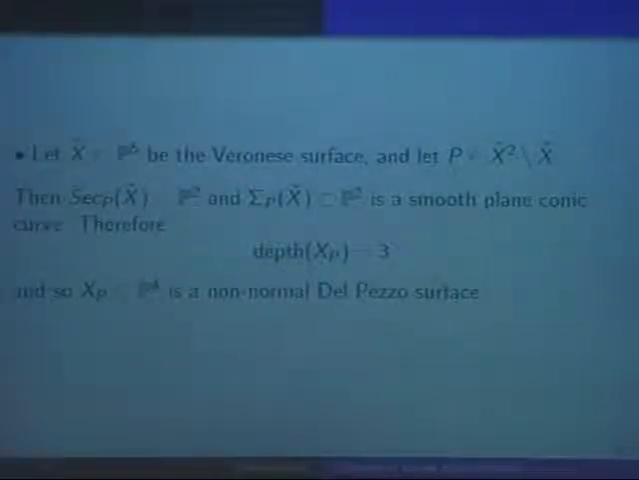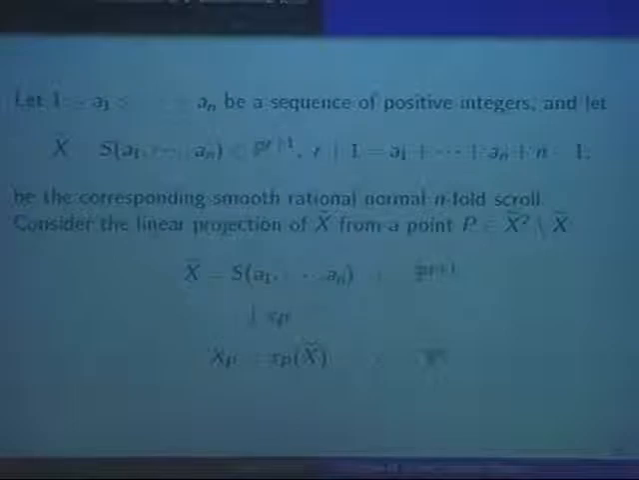Now, as an example, we consider the Veronese surface case. We choose a point P in the secant variety of the Veronese surface. A well-known fact is that the second cone at P is just a plane, because the Veronese surface is swept out by plane conics. So the second cone is a plane, and the second locus is a smooth plane conic. Then by using the previous formula, the depth of X_P is equal to 3. Hence this surface is a non-normal del Pezzo surface. It is arithmetically Cohen-Macaulay. And so now the remaining problem is to understand the case where X tilde is a rational normal scroll.